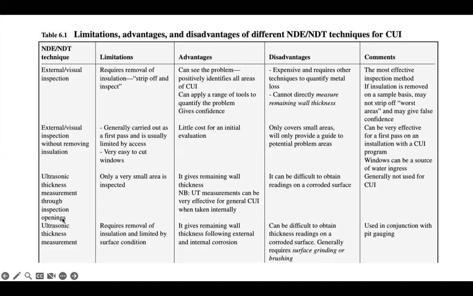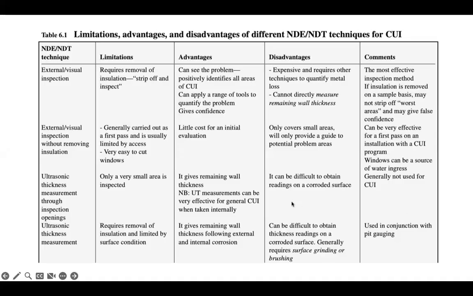For ultrasonic thickness measurement, only a very small area is inspected. For limitations, it requires removal of the insulation and is limited by the surface condition. These are the advantages of ultrasonic thickness measurement. It gives remaining wall thickness. UT measurement can be very effective for general CUI when taken internally. It gives remaining wall thickness following external and internal corrosion.